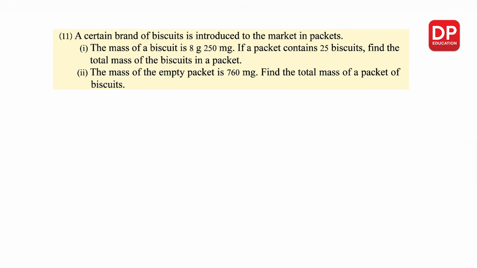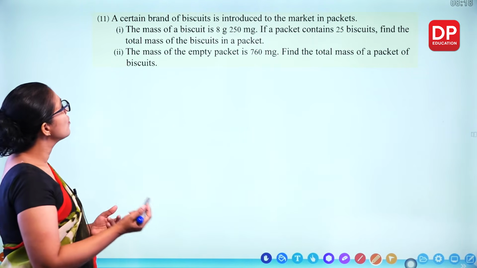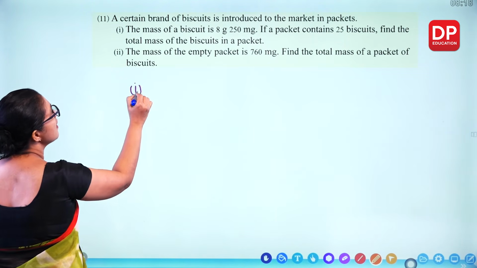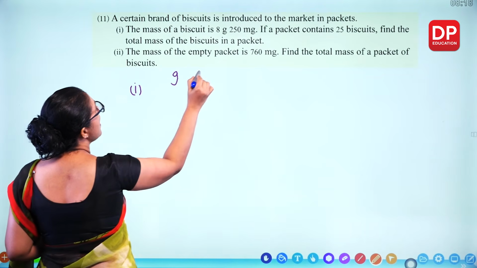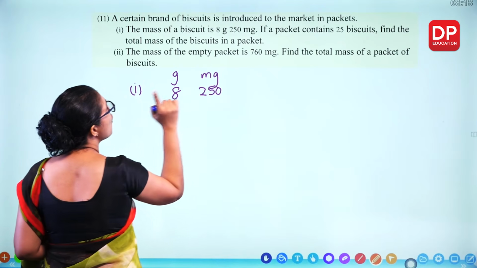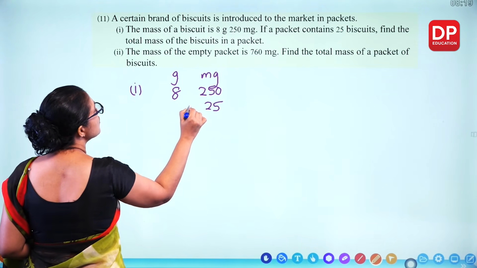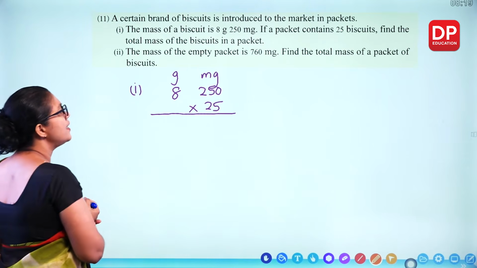Question number 11. A certain brand of biscuits is introduced to the market in packets. The mass of a biscuit is 8 grams, 250 milligrams. If a packet contains 25 biscuits, find the total mass of biscuits in a packet. So here this is multiplication. So it says grams and milligrams. 8 grams and 250 milligrams for one biscuit. 25 biscuits are there. So this is multiplied by 25.